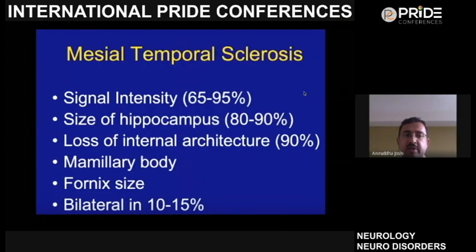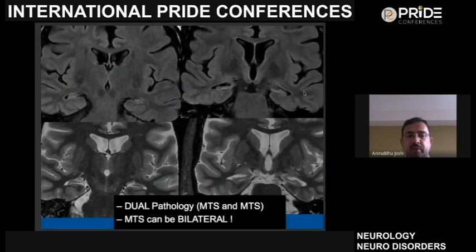In mesial temporal sclerosis, we found the size of the hippocampus reduced in 80 to 90%. There is a loss of internal architecture in 90%. Signal intensity change is found in 65 to 95%. There is associated bilateral involvement in 10 to 15%. Whenever there is a dual pathology, it is always difficult to diagnose.